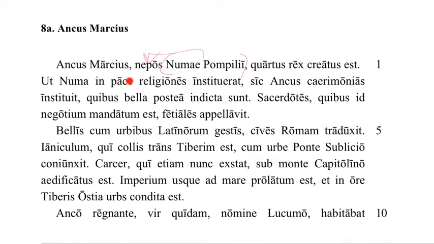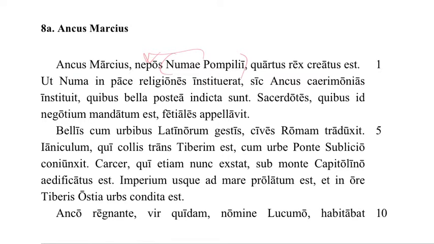Ut numa in pace religiones instituerat, sic ancus ceremonias instituit, quibus bella postea indicta sunt. First thing you should notice is we have an ut here. Does that introduce some sort of subjunctive clause, or is it just ut meaning as? We can tell because the verb in that clause, instituerat, is pluperfect indicative. So it's not a subjunctive clause. It's not a purpose clause because a purpose clause takes a subjunctive. Ut plus the indicative usually means as. So that tells you how to do this dependent clause.